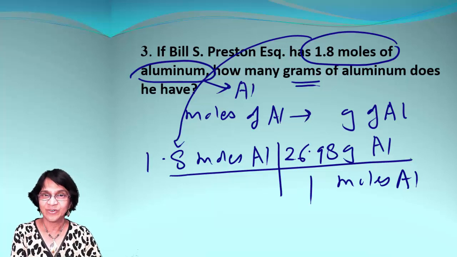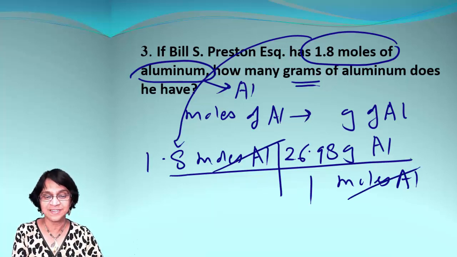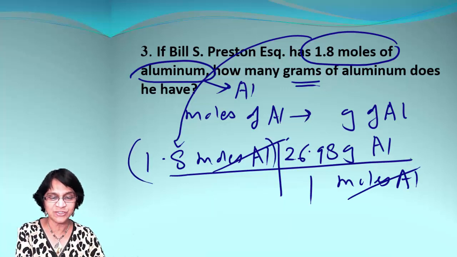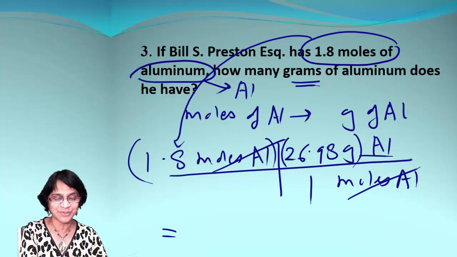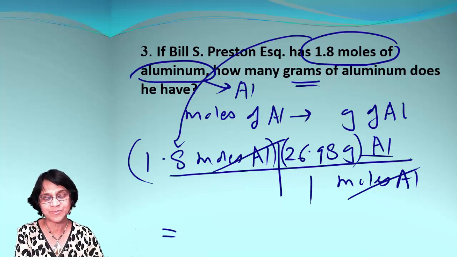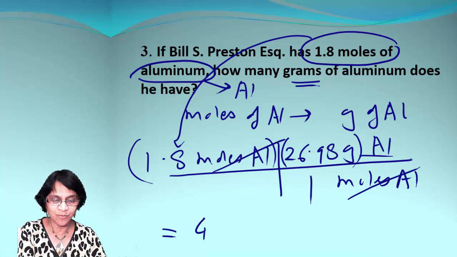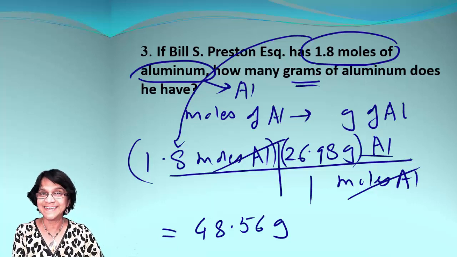26.98. For the next step, you cross out the moles unit, and now you are left with these two numbers. You're going to multiply that, and your answer is in grams of Al. So when I multiply 1.8 times 26.98, I believe what I got was 48.56 grams. Was that easy?